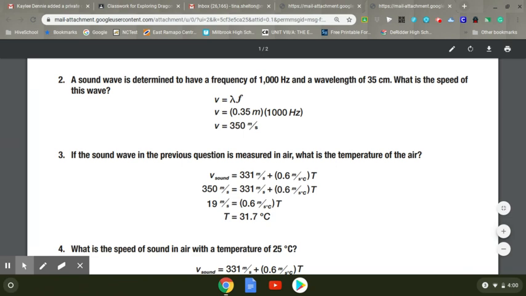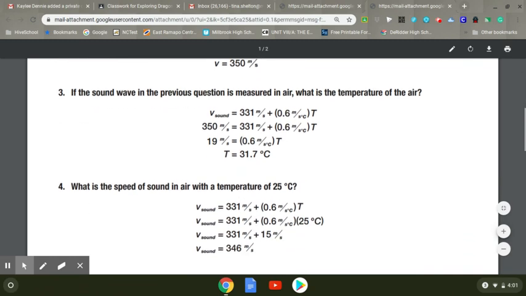Question number 3 says if the sound wave in the previous question is measured in air, what is the temperature of the air? So we've got our 331 plus 0.6 times t. We put in our 350 for our velocity of sound. Our 331 is for a sound wave in air is what our constant is. And then we got 0.6 and we got t. So we're finding t, which was our period before, but this is going to be temperature this time. So then you do your math and you're going to get 31.7 degrees Celsius.